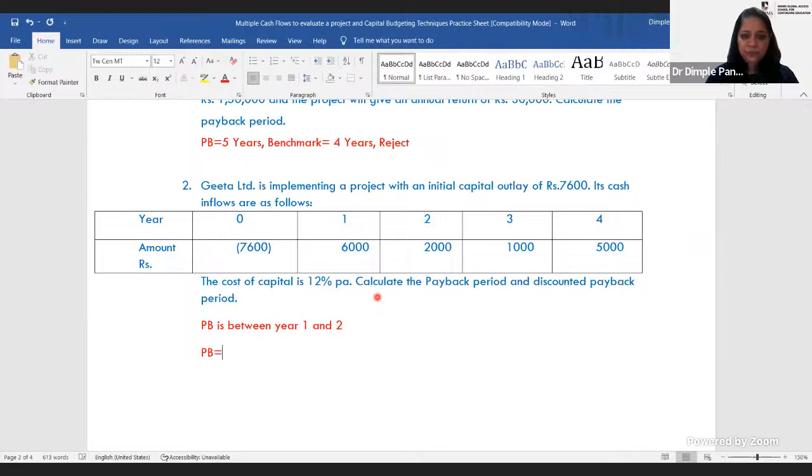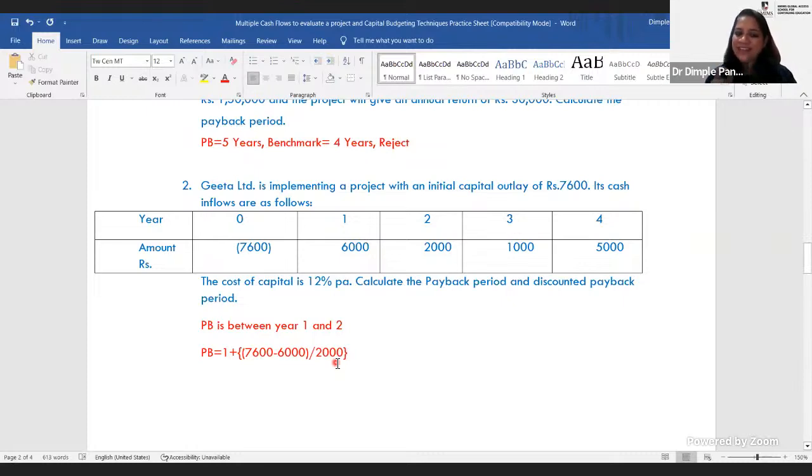Payback period is going to be equal to 1 plus something. How much is the amount that I need to recover in the second year? Is it 7,600 subtracted from the outflow? The remaining is 1,600 that I want to recover. Yes or no? And from where will you recover this amount? From the second year cash flow. So how much is to be recovered? 1,600. From where? The second year cash flow.